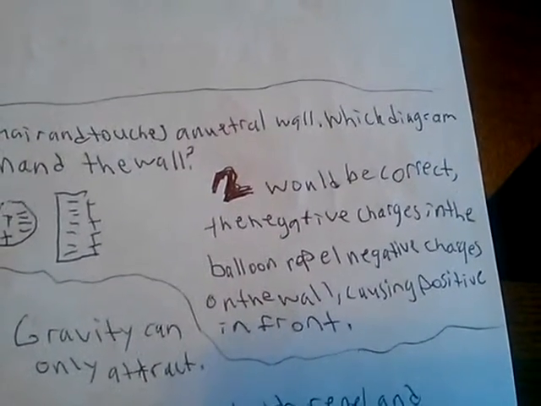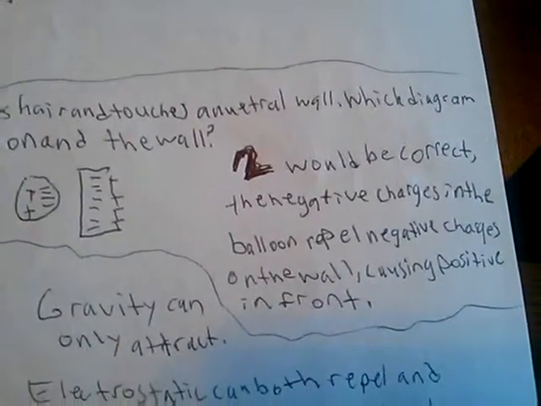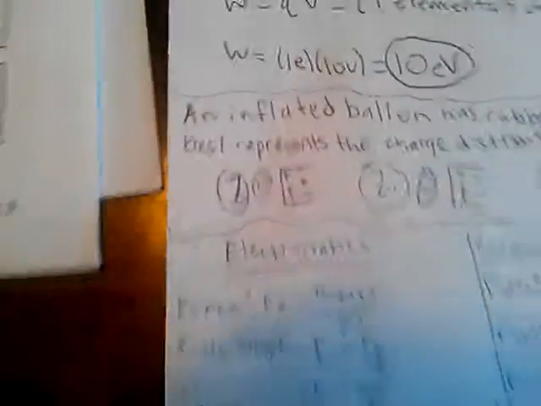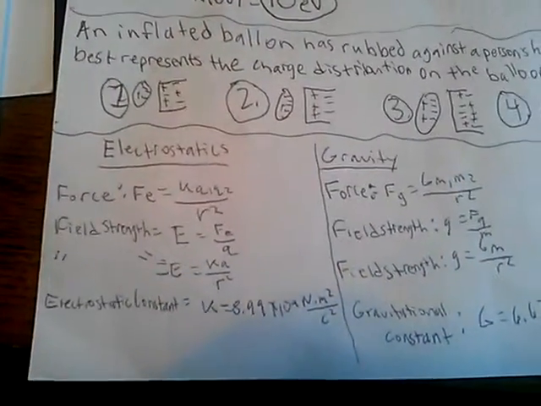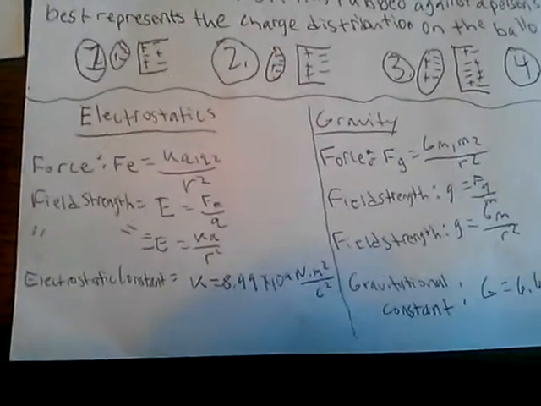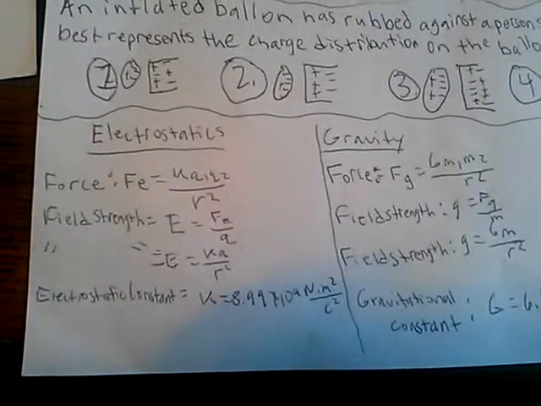The negative charges in the balloon repel negative charges on the wall, which causes positives to be on the front. Okay, this is something that I found unique, and it might help you understand electrostatics better.